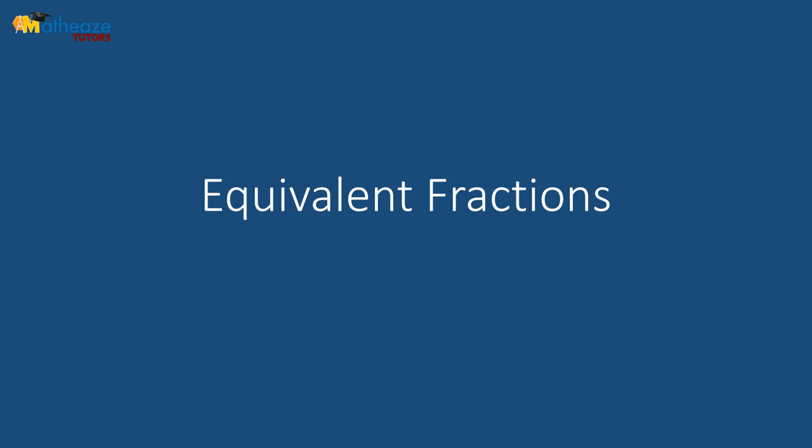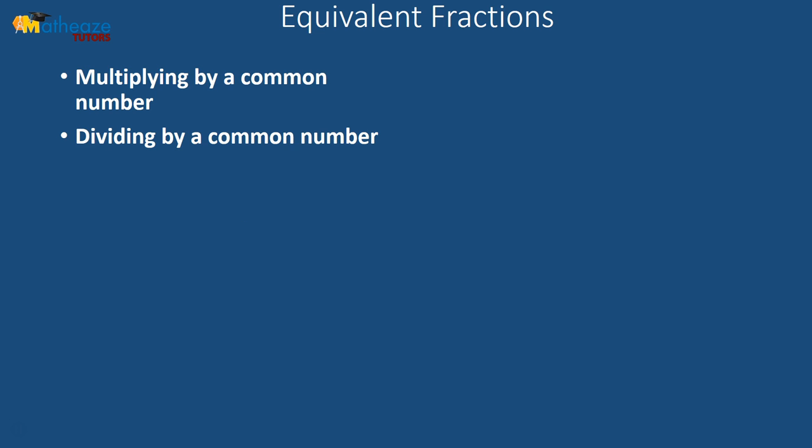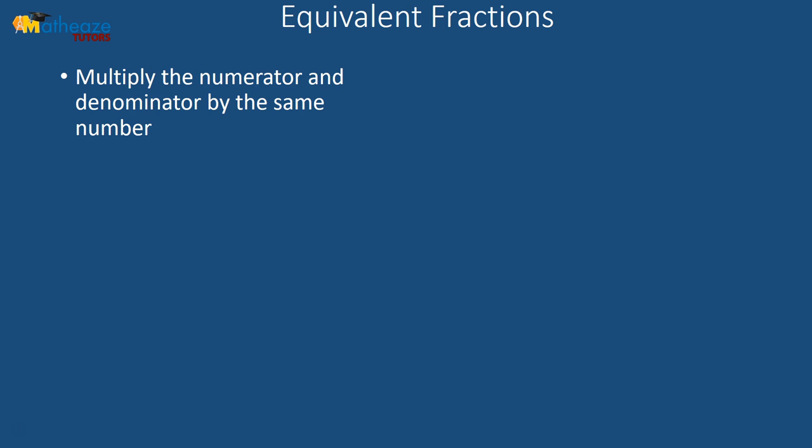Now we'll take a look at equivalent fractions, and we'll focus on creating equivalent fractions by multiplying the numerator and denominator by a common number, and also by dividing the numerator and denominator by a common number. Let's start off with multiplying the numerator and denominator by a common number.